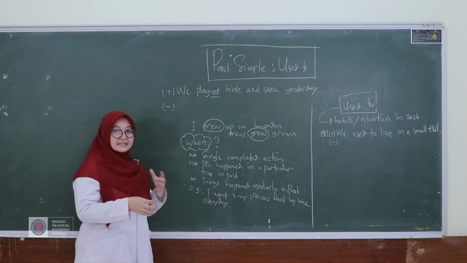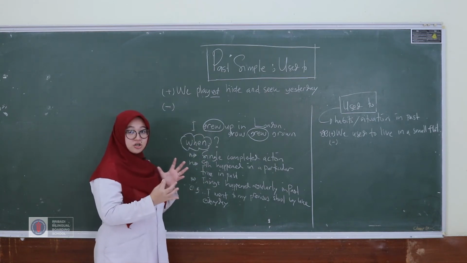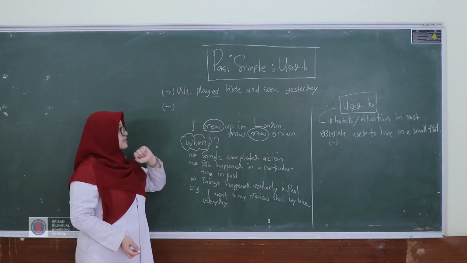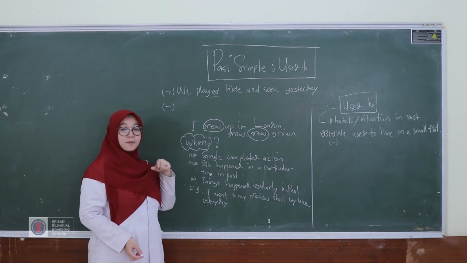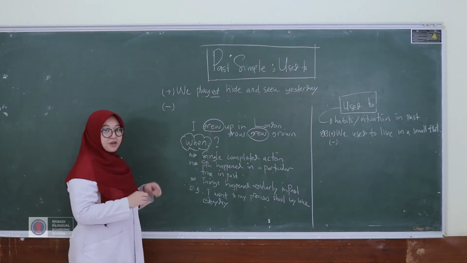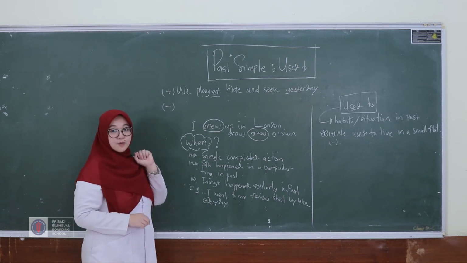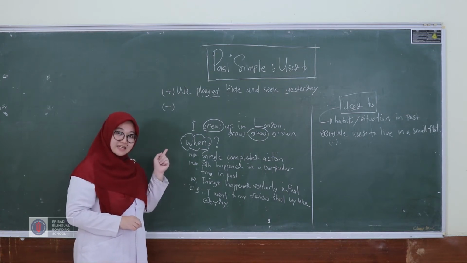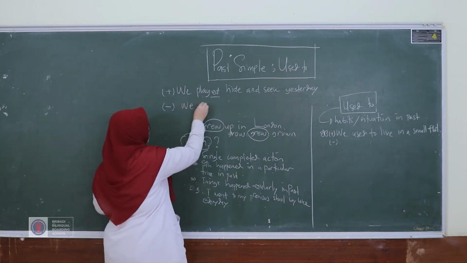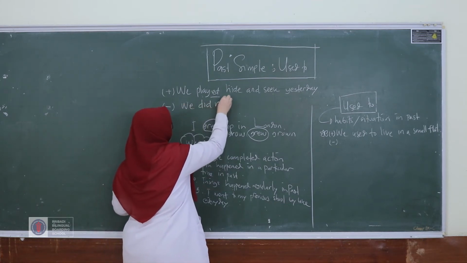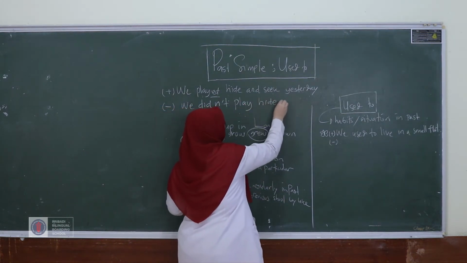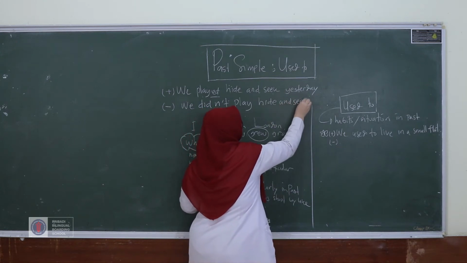Now let's take a look at the features of these sentences. The sentence here, "We played hide and seek yesterday," is the affirmative or positive sentence. Let's make the negative sentence. For negative, you have to put "not," but for past simple we have to use the auxiliary. What's the auxiliary? Yes, you're correct, it's "did." So: "We didn't play hide and seek."